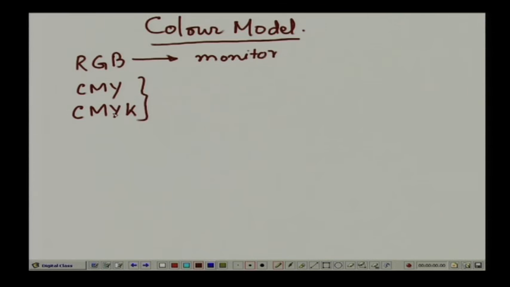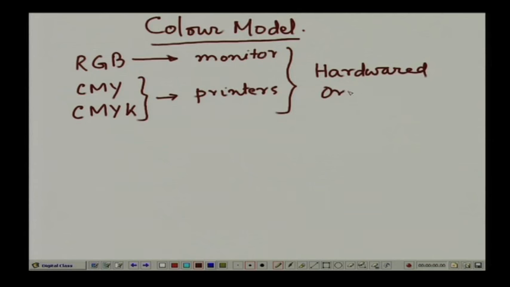CMY or CMYK color model, these are useful for image printers, and you find that both these color models are hardware oriented, because both of them try to specify a color using the components as primary color components, either red, green and blue or cyan, magenta and yellow.